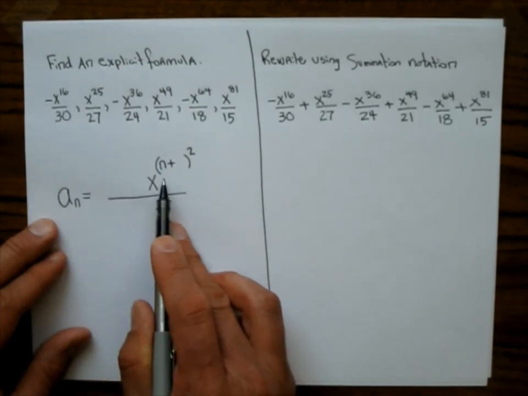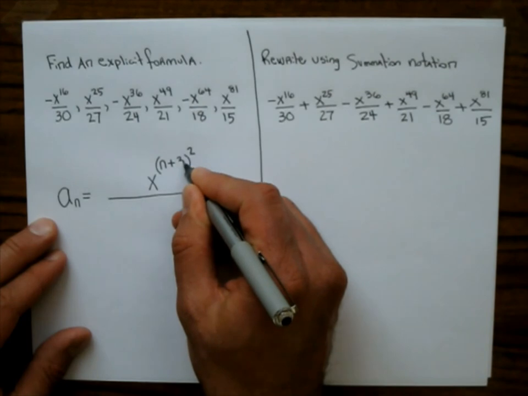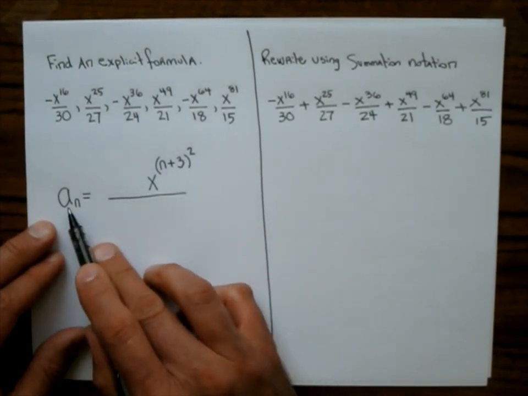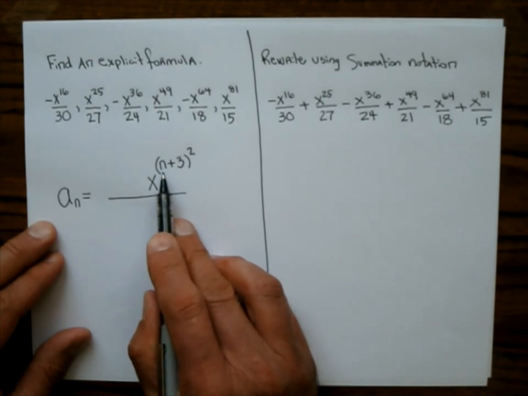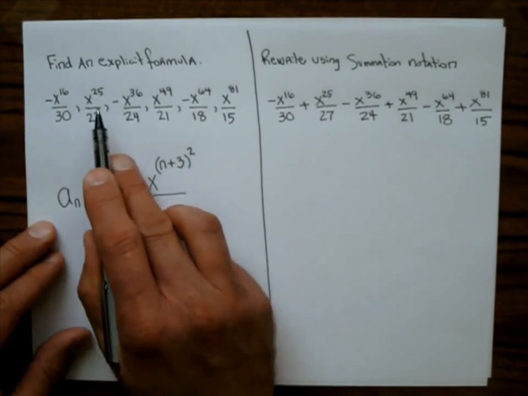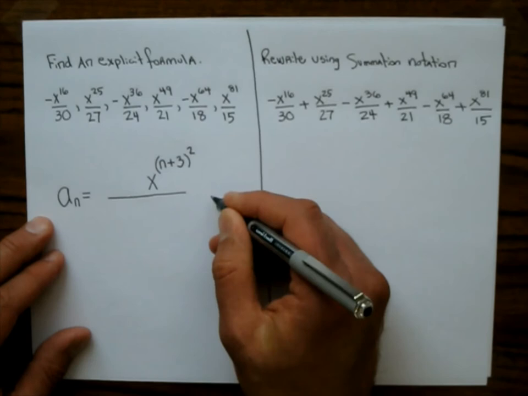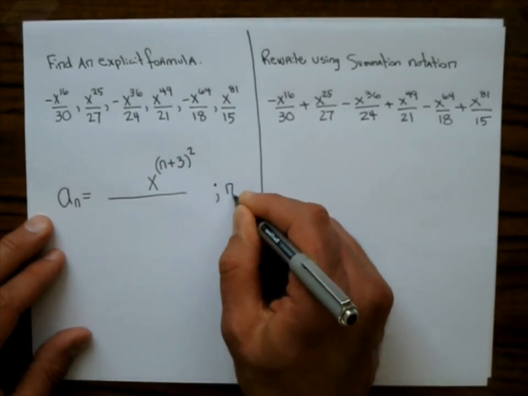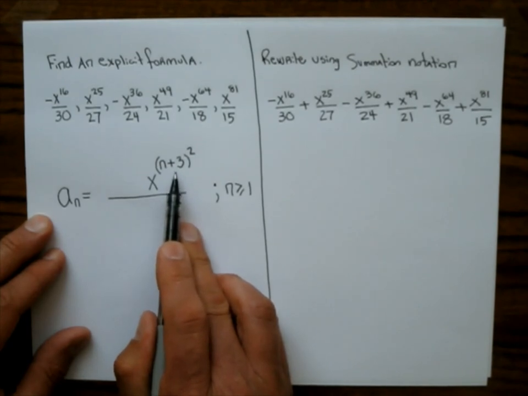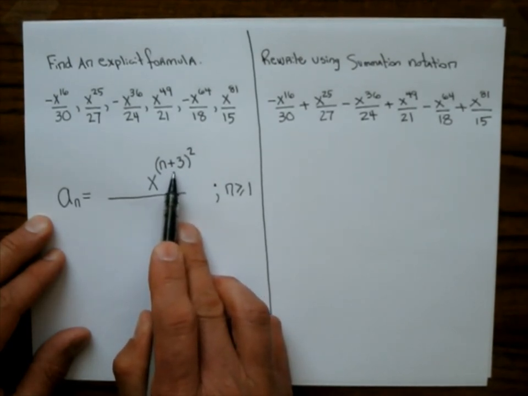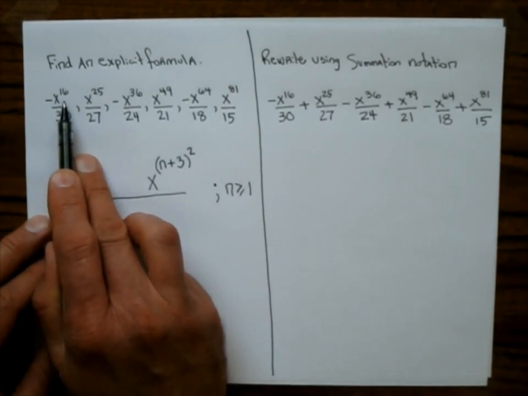So if I put n equals 1, I'm going to need an n plus 3 squared. So if I put n equals 2 in there, I'm going to have x to the, and this is 5 squared, which is 25, and I put a 3 in there. So my sequence is going to start at 1, and that's the formula. So these were squares, but we had to kind of shift it a little to start it off right there.